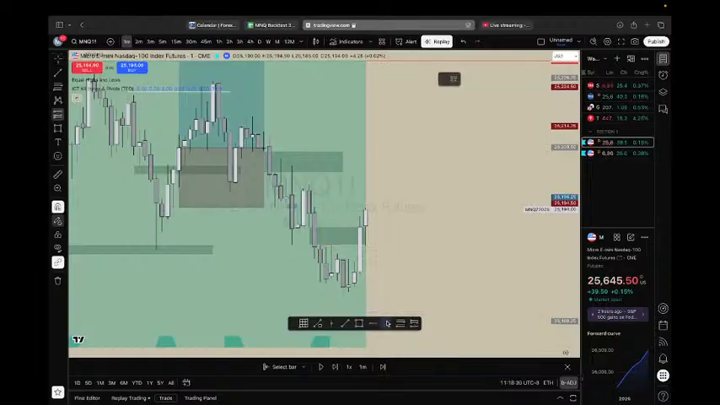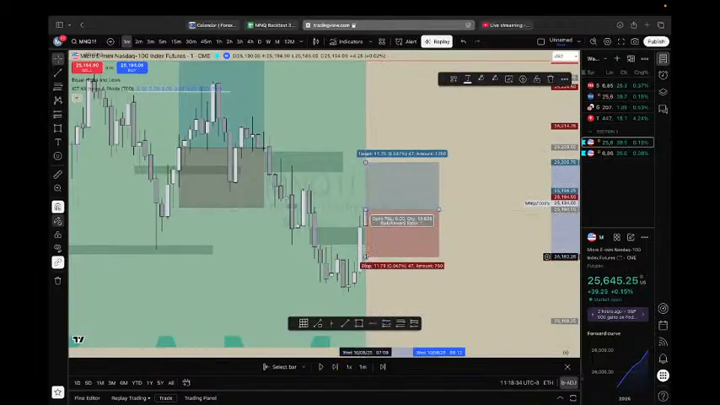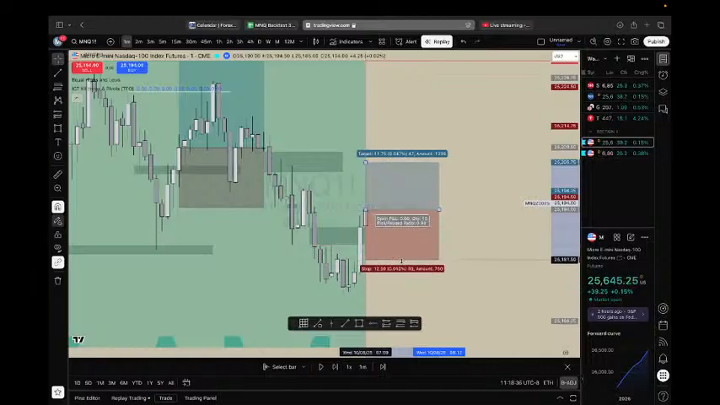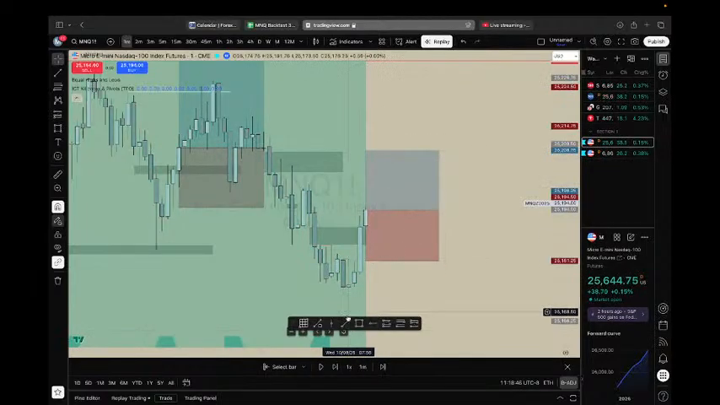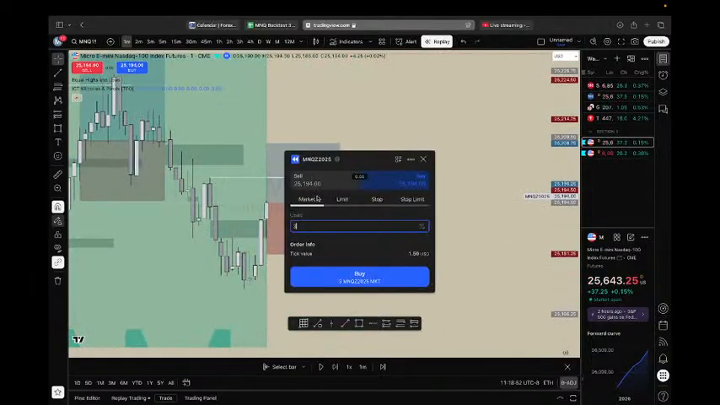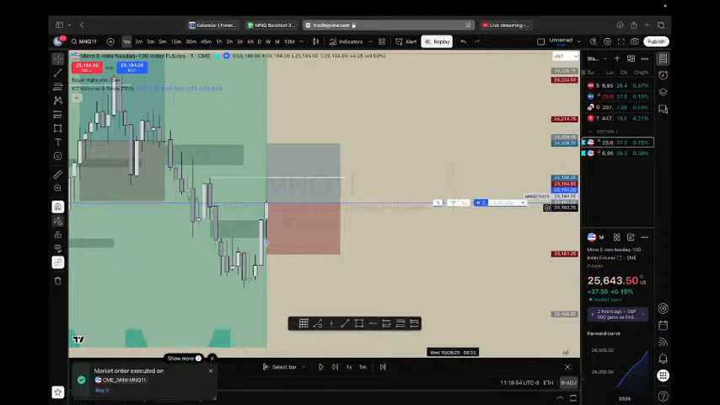Okay. Entry in right here. I'm gonna just put my stop below this fair value gap. Take profits are gonna be at this unfilled fair value gap. Break even is gonna be right here at this high. And I'm gonna just take off risk right here if this hits. We're hoping this hits. If this takes another hit, I'm gonna be hot. It's cool. It's cool.